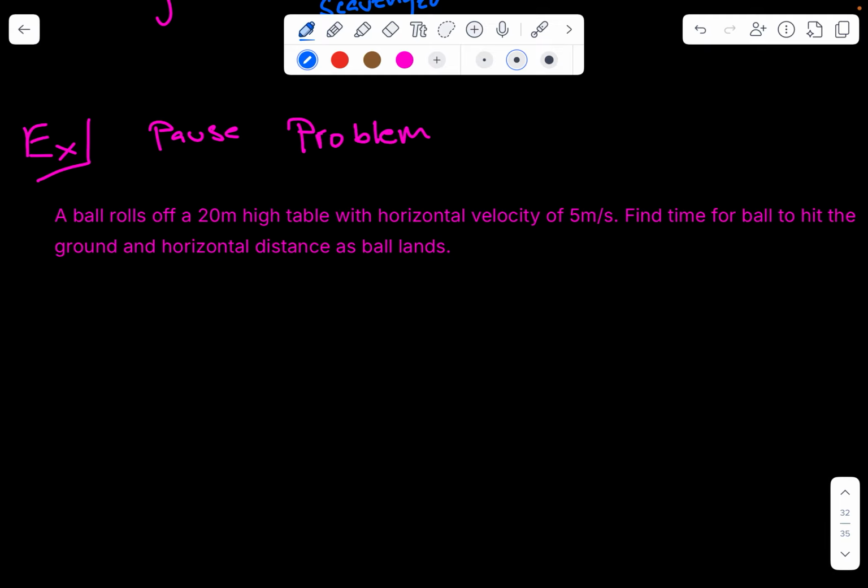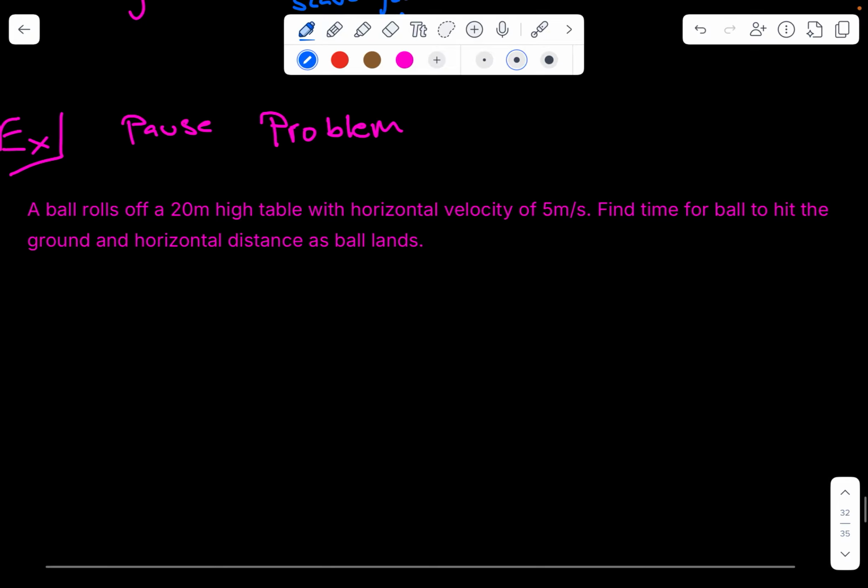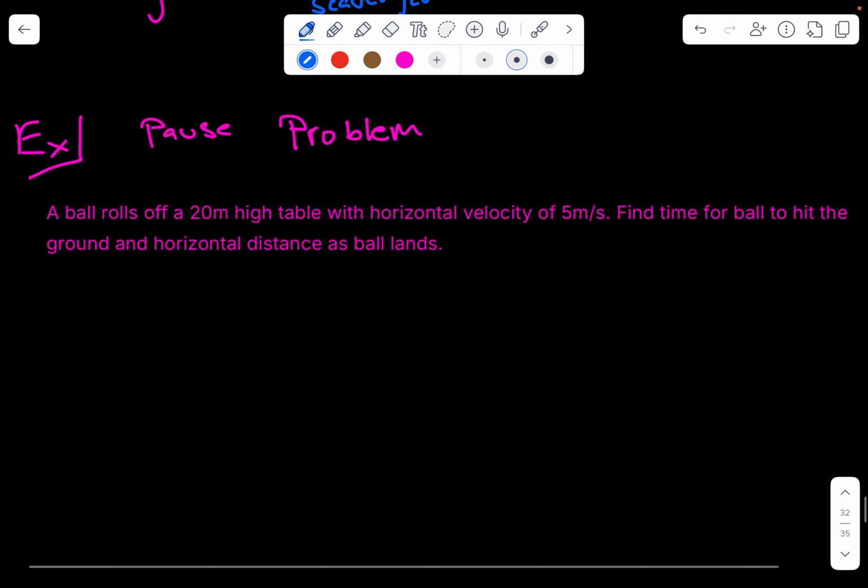So this is our first pause problem. A ball rolls off a 20-meter high table with a horizontal velocity of 5 meters per second. Find the time for the ball to hit the ground and the horizontal distance as the ball lands. So go ahead and pause the video and attempt it on your own.